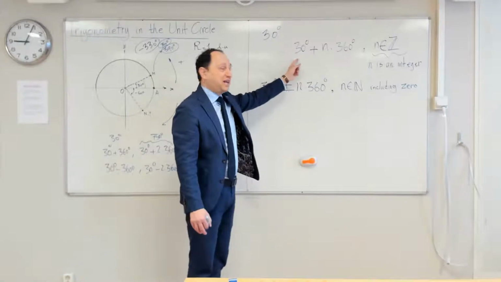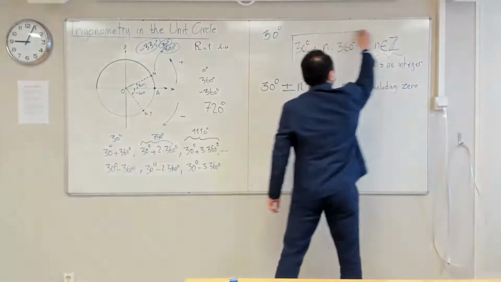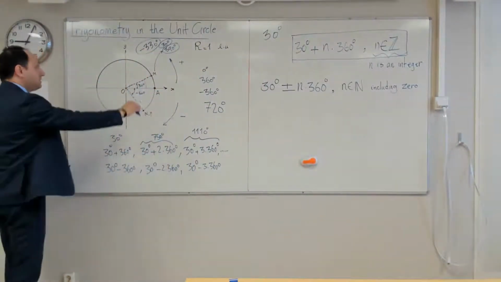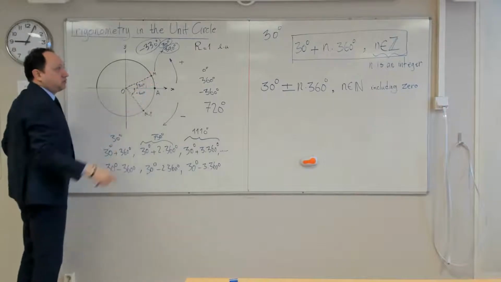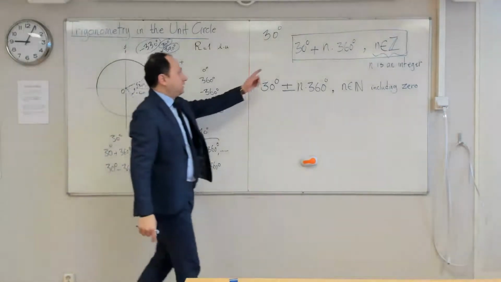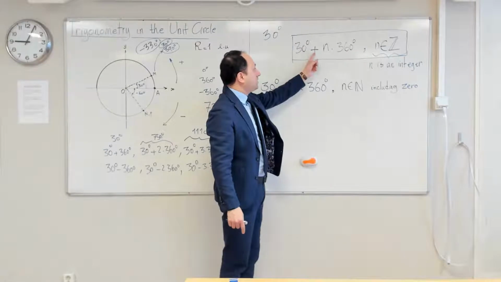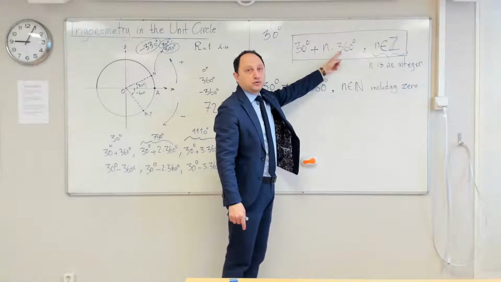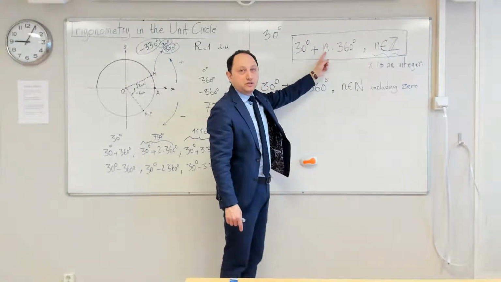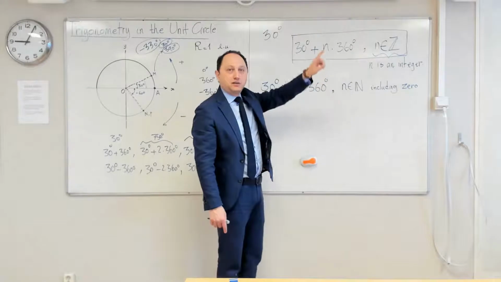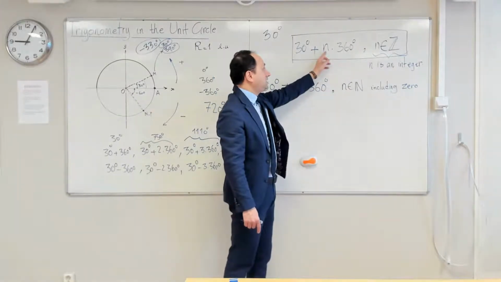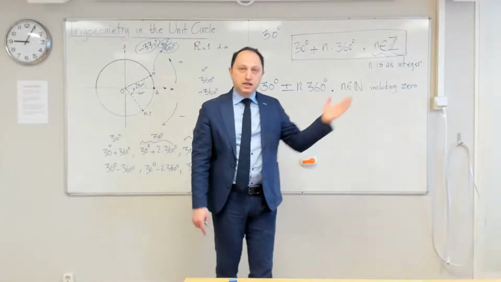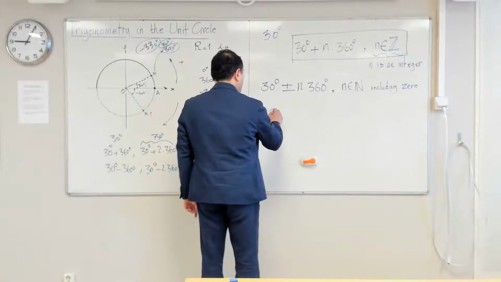I want you to understand, when I write something like this, what do I mean? All the angles that end up at this point can be formulated using that single formula: 30 degrees plus n, a whole number, times one full round. If this whole number is a positive number, I am rotating in the positive direction. But if this whole number is a negative number, I am going full rounds, but in the negative direction. So I want you to understand the meaning of this.